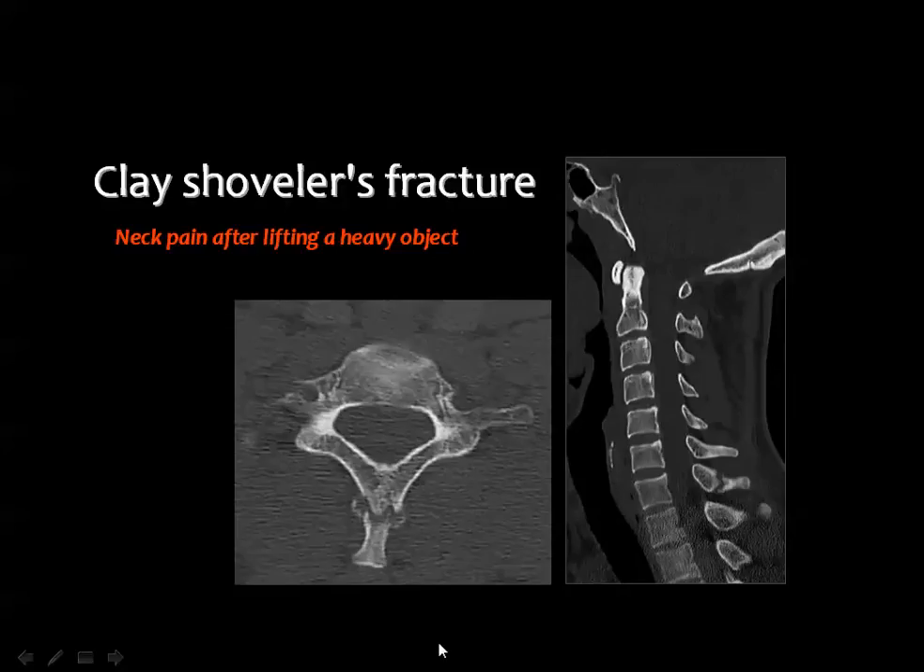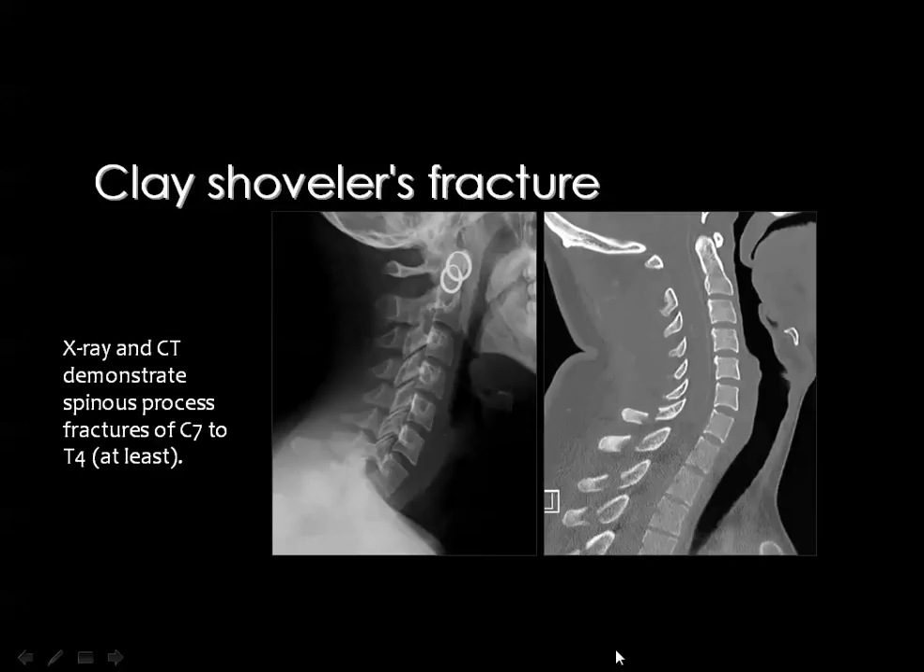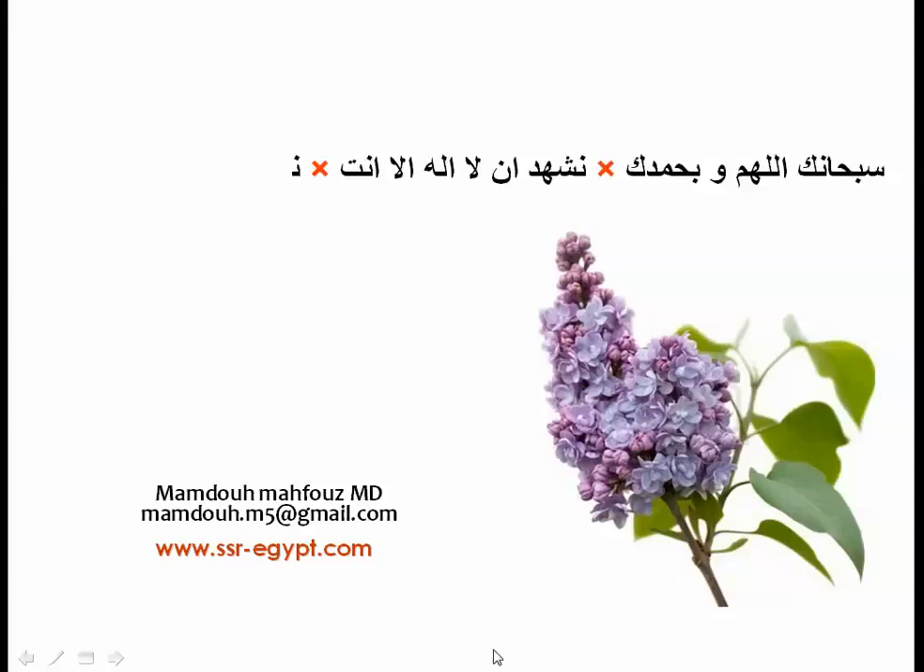One of the fractures also of the spine is the Clay-Shoveler fracture, which means fractures of the spinous processes. It can occur at a single level or may affect multiple levels. And here you can see in this sagittal reconstructed image of the cervical spine multiple fractures of the spinous processes of the lower cervical and upper dorsal vertebrae.